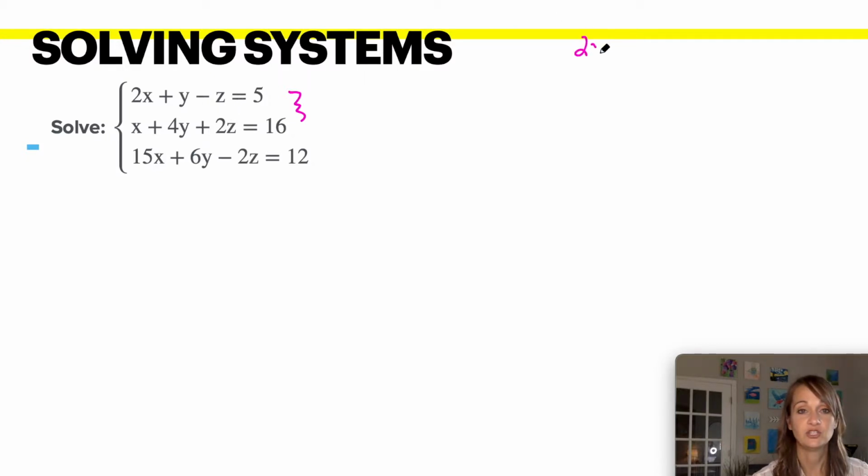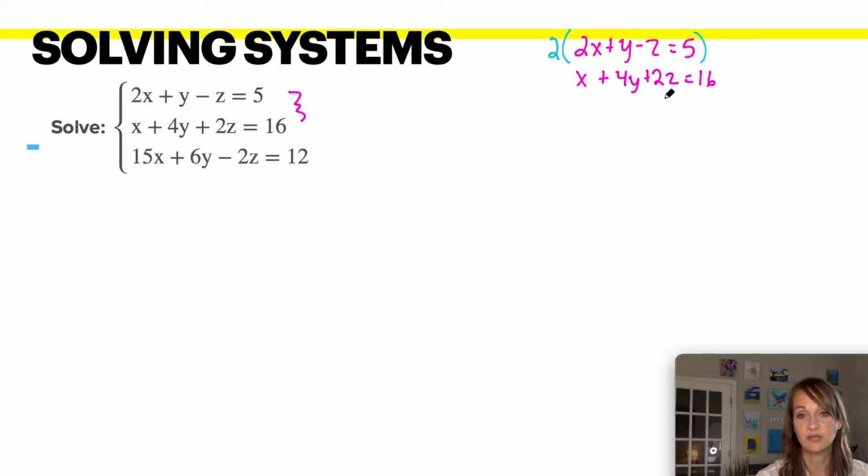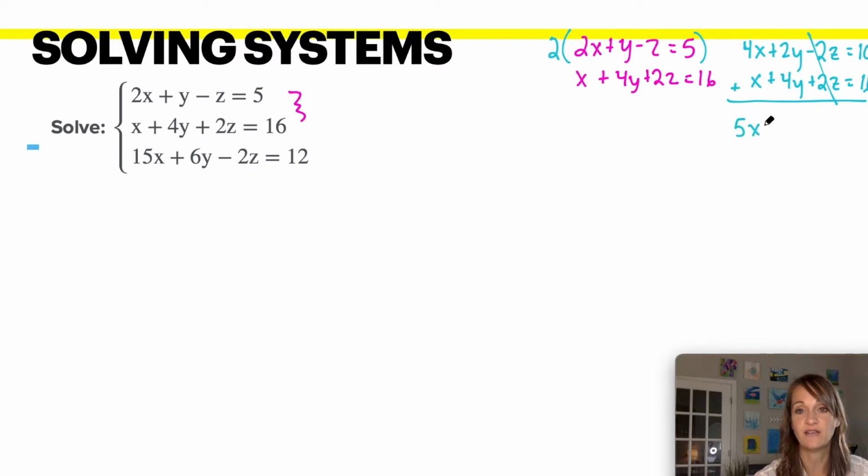So I will have 2x plus y minus z equals 5. And then I have x plus 4y plus 2z equals 16. In order to eliminate the z's, I'm going to have to multiply the top equation by 2 in order for the z's to eliminate each other. So when I multiply by 2, I will get 4x plus 2y minus 2z equals 10. On the bottom, nothing changes. And now I can add these 2 equations together. The z's cancel. I'll be left with 5x plus 6y equals 26.